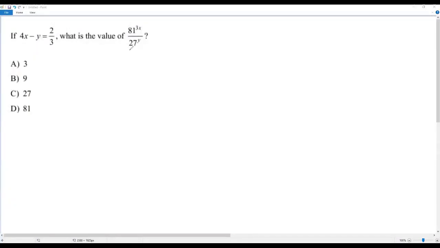Here we have a SAT math problem. Okay, let's go to the question. If 4x minus y equals 2/3, what is the value of 81 raised to the power of 3x over 27 raised to the power of y?